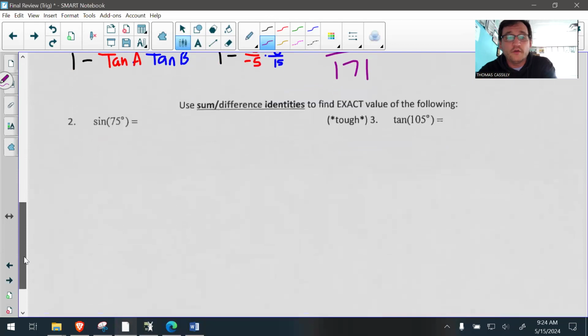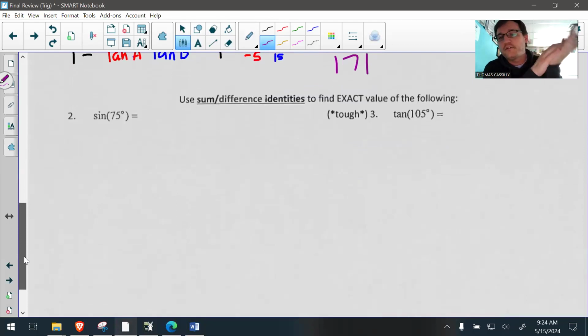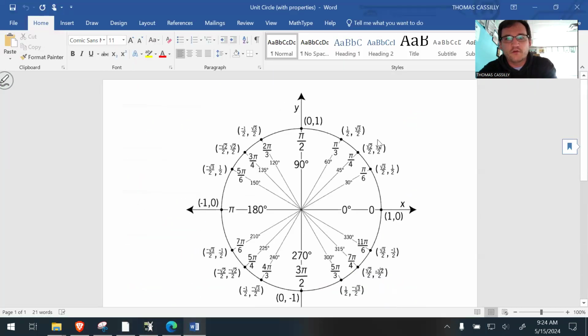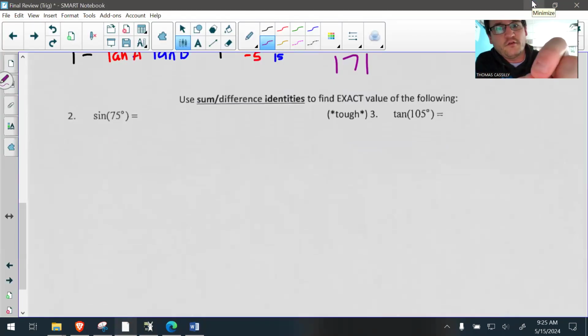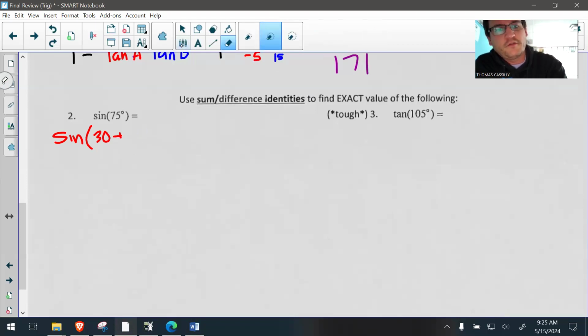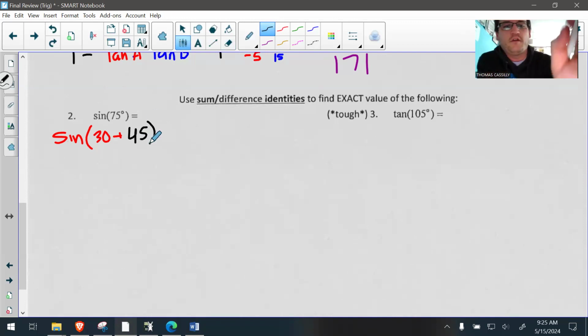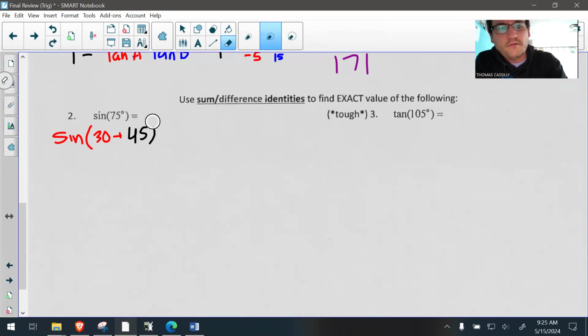This next one is going to be on the unit circle. So what we have to do is 75, not on the unit circle here. Let's pull that up, not on the unit circle. So what we have to do is think, all right, what two numbers, when we add them together, will give us 75. All right, so if we want to think about this one, the sine of 30 plus 75, how about 45? The sine of 30 plus 45. All right, those two numbers are in fact on the unit circle.